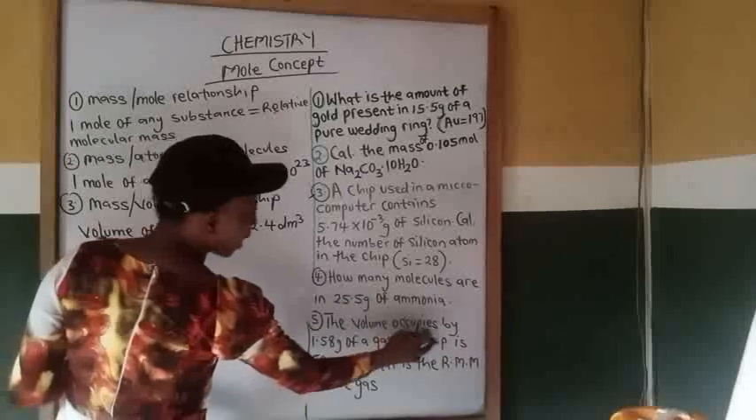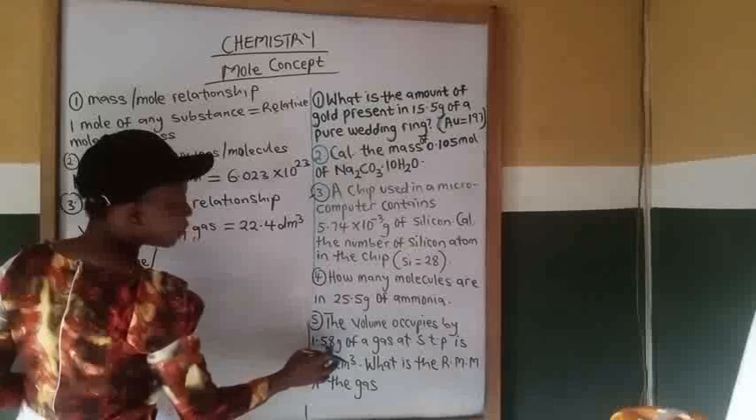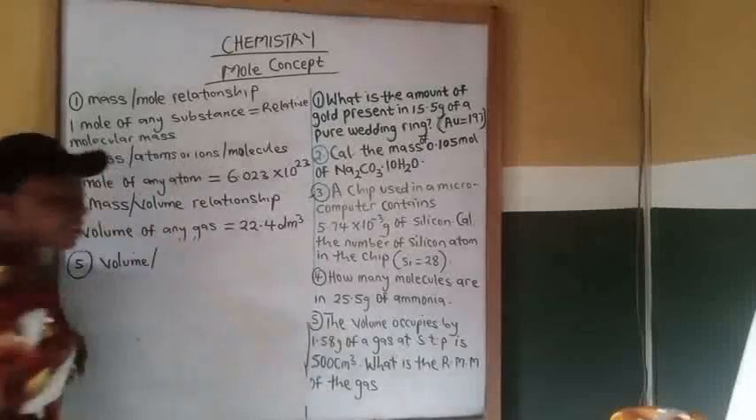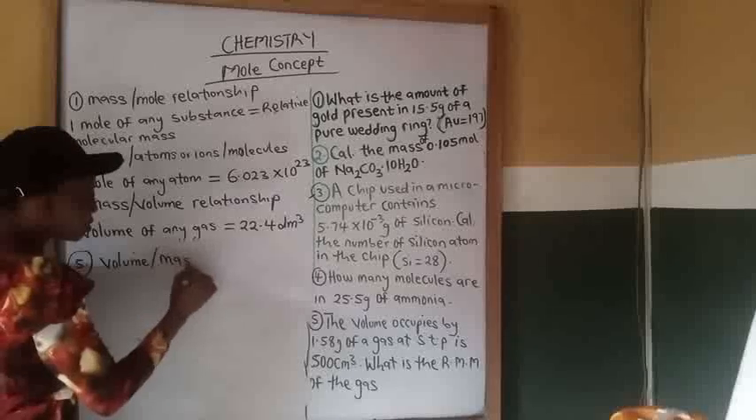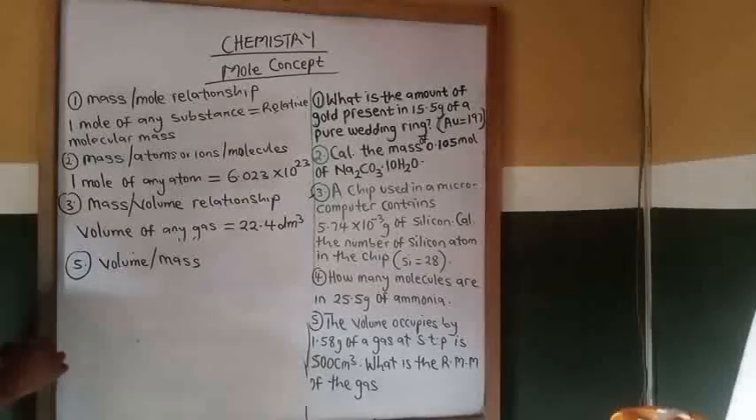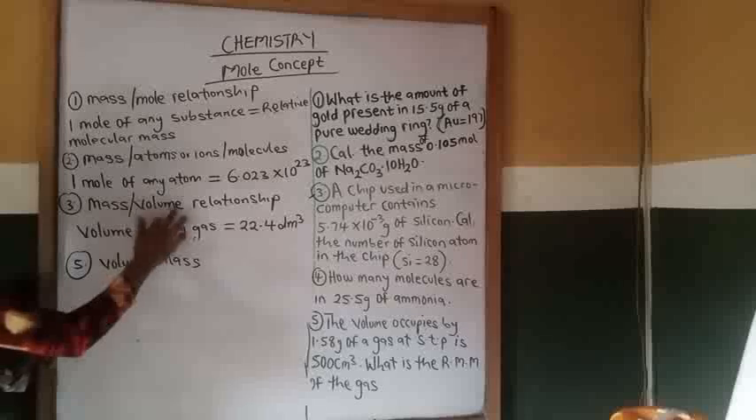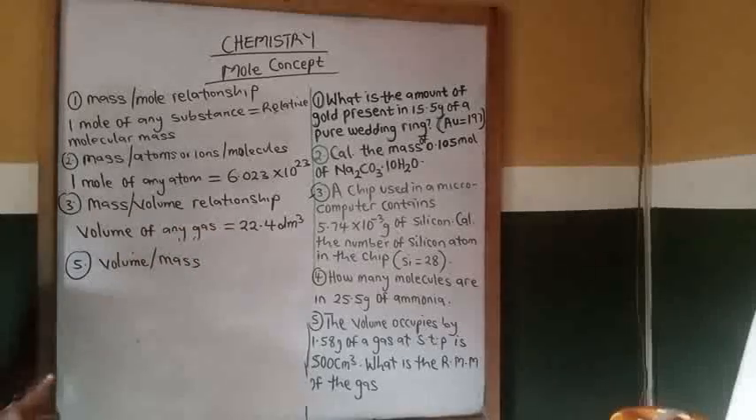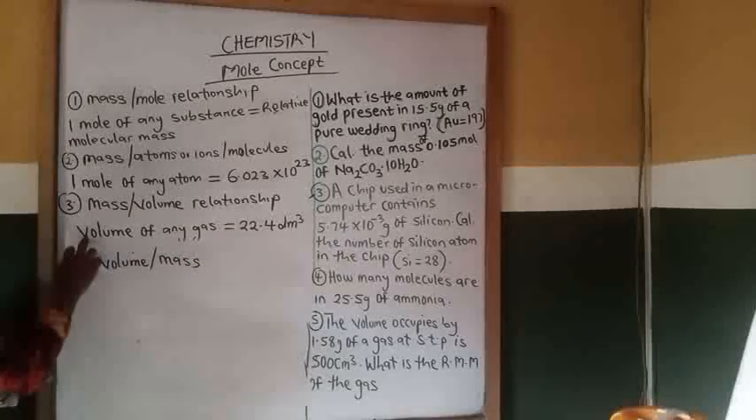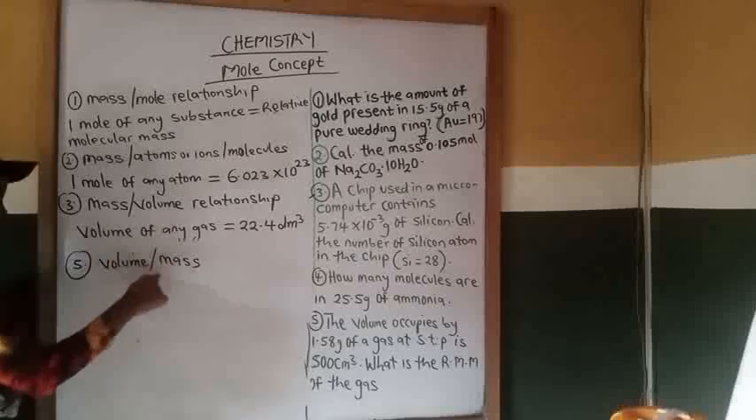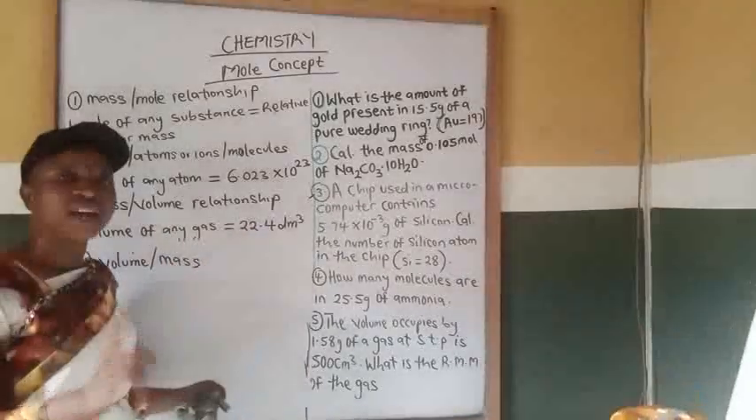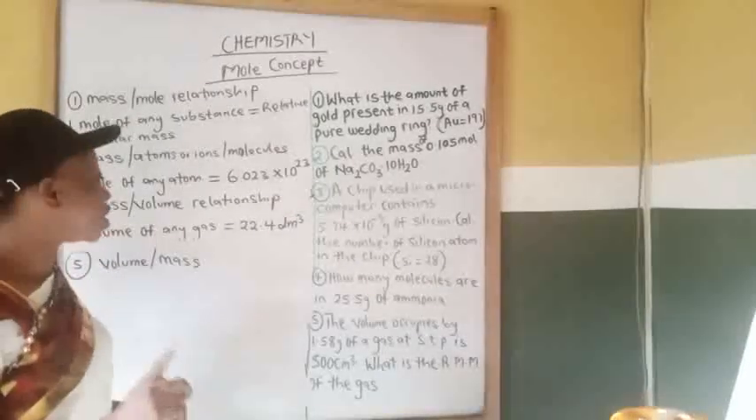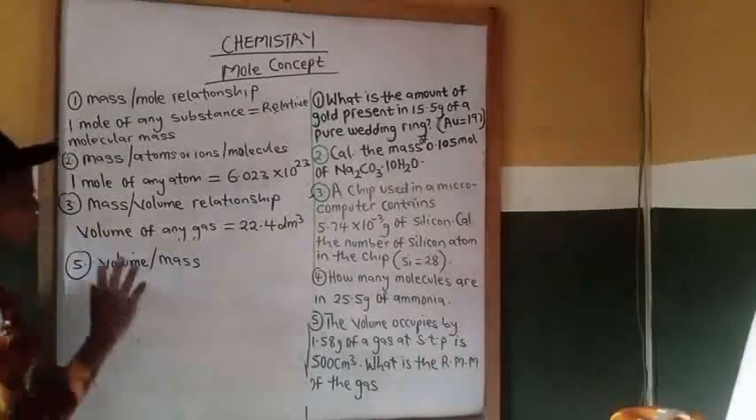The volume occupied by 1.58 grams. Anything in gram is mass. So we need mass. So this question is talking about the mass-volume relationship. Then what will be the first step to take? The volume of that gas is equivalent to 22.4, because the volume of any gas is equal to 22.4 dm cube.